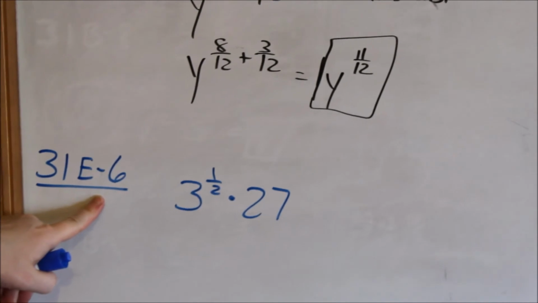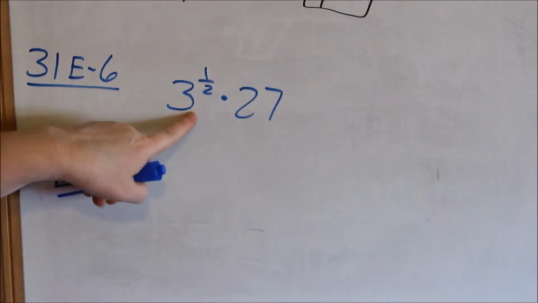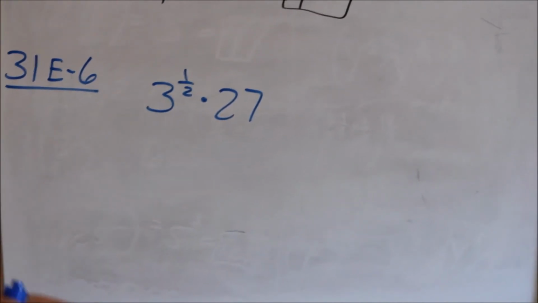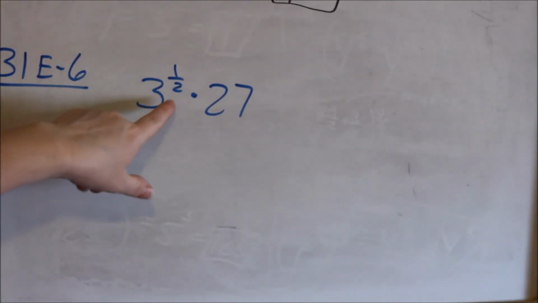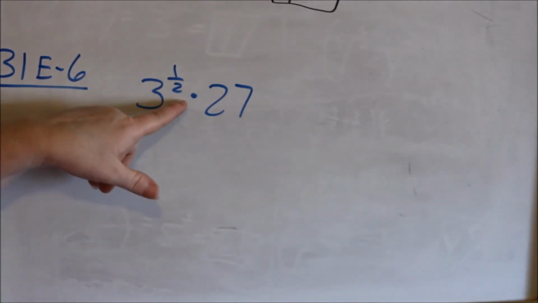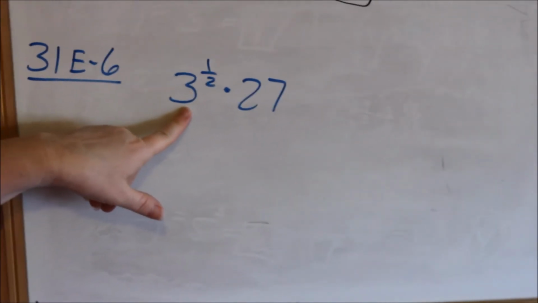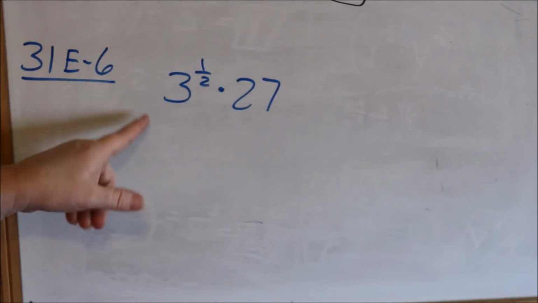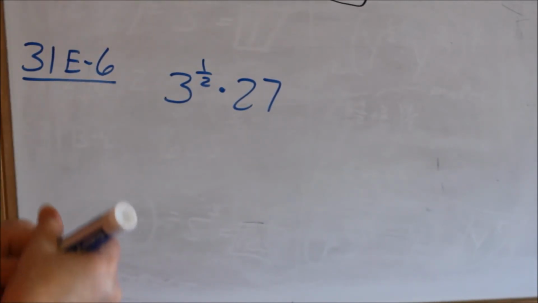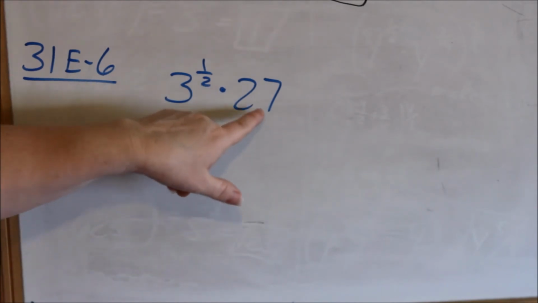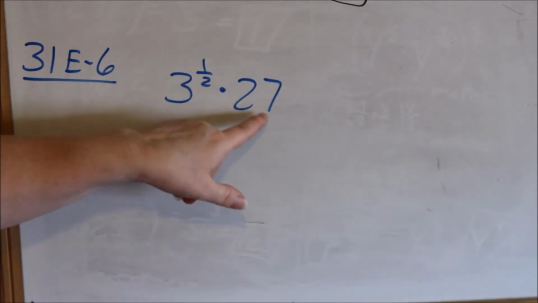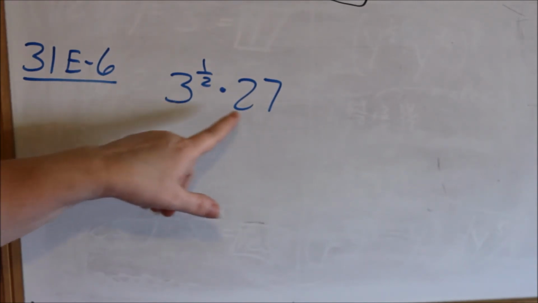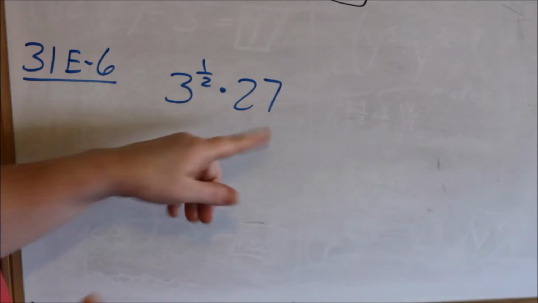Going down to 31E6, I have 3 to the 1/2 times 27. Do I have the same base? No. And we're not going to put this, 3 to the 1/2 means the square root of 3. The square root of 3 is not a whole number, it's a decimal, and we're not going to put our answers in decimals. They're not wanting you to work it that way. So the way you need to work it is, you ask yourself, can I put this number into the same base as this? My base is 3 here. Can I turn 27 into a base of 3?